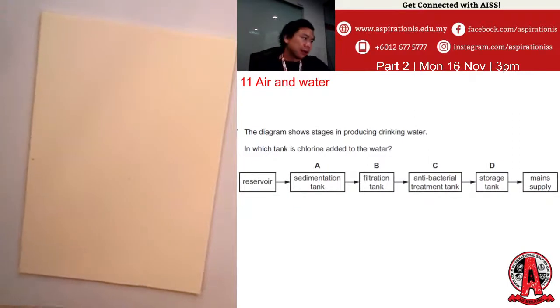Correct. So everyone knows that chlorine is used to kill the bacteria, the germs. So where do you put it in? When you see the word antibacterial, the answer is C.